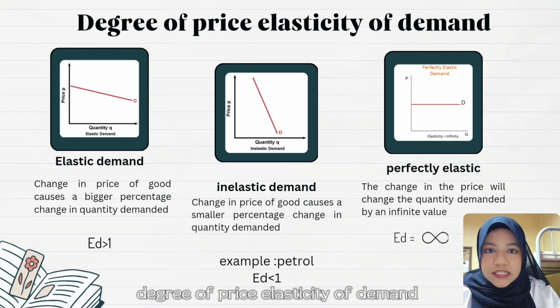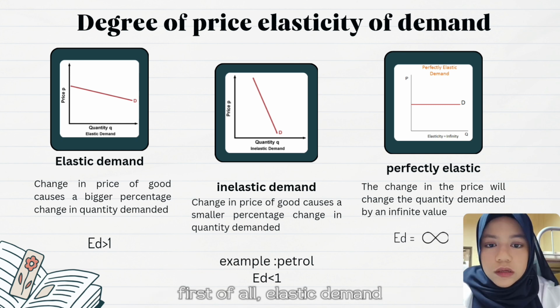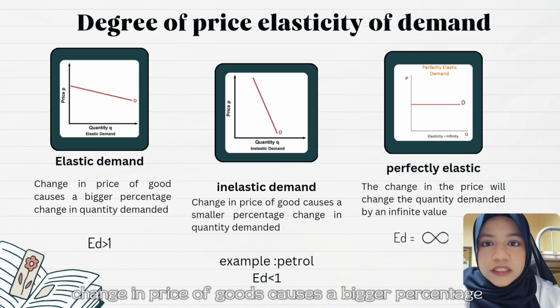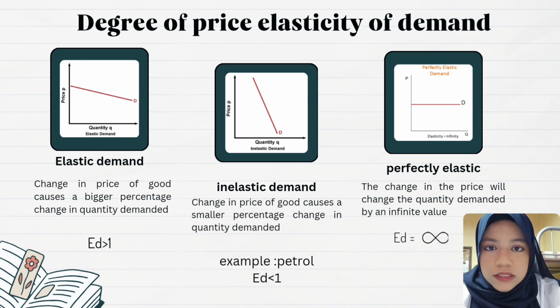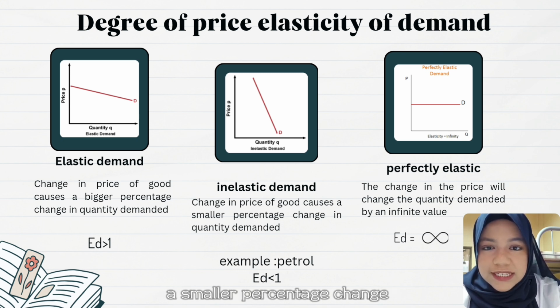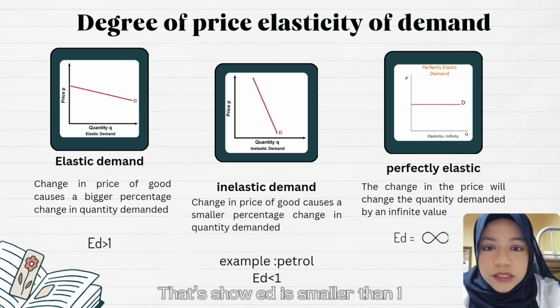Degree of price elasticity of demand. There are 5 types of degree of price elasticity of demand. First of all, elastic demand. Change in price of goods has a bigger percentage change in quantity demanded. That shows ED is bigger than 1. Second, inelastic demand. Change in price of goods has a smaller percentage change in quantity demanded. For example, petrol. That shows ED is smaller than 1.